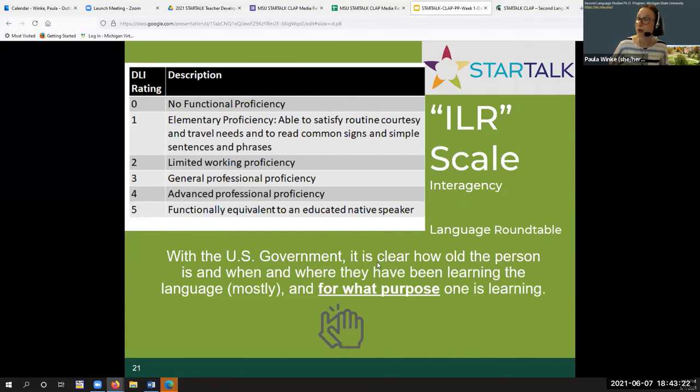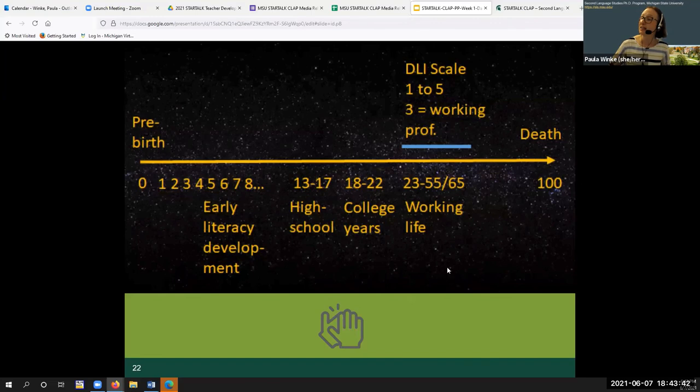And it's with the US government, it's clear how old the person is and when and where they've been learning the language and for what purpose. It's to work abroad or to work professionally in a government position using the language. So this scale was made first in the 1950s for the purposes of the government proficiency. And it is for this working life part of our lives. And it's very contextual to the United States.